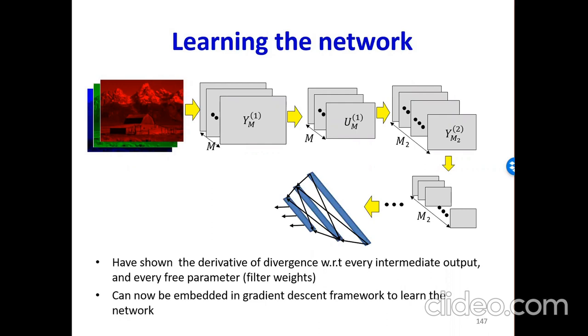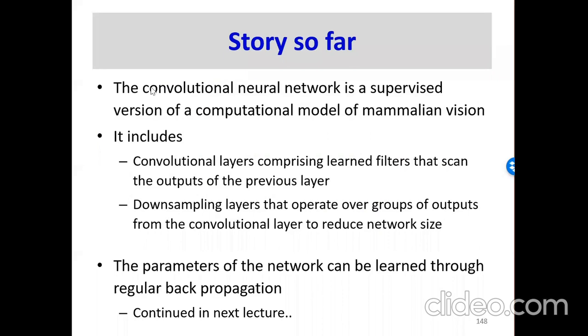So here's the story so far. The convolutional neural network is a supervised version of a computational model of mammalian vision. It includes convolution layers comprising learned filters that scan the outputs of the previous layer, downsampling layers that operate over groups of outputs from the convolution layer to reduce network size, and the parameters of the network can be learned through regular backpropagation. So I'll stop right here.